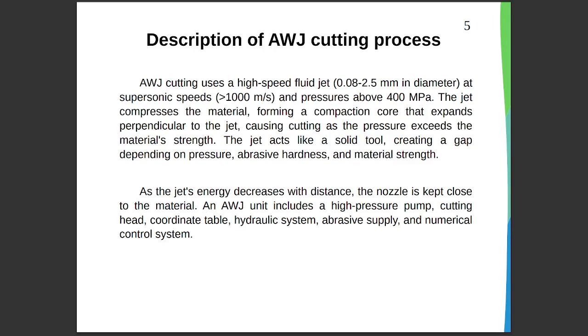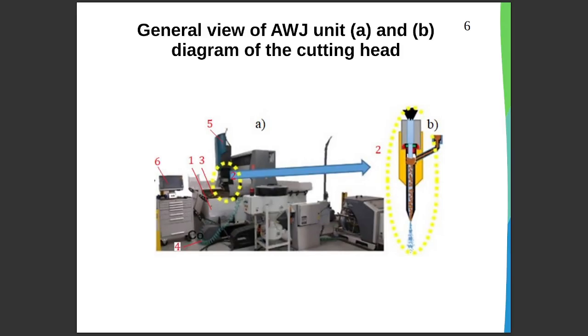The complex for AWJ necessarily includes a high-pressure pump, cutting head, coordinate table, and drives for moving the cutting head, hydraulic system for supplying high-pressure liquids, abrasive supply system, numeric software control system. In general, until recently, empirical AWJ models were developed based on a set of experimental data using regression analysis methods. The generalized AWJ model with a fairly high degree of confidence of experimental and model calculated data connects the process variables and is presented on slide 7.